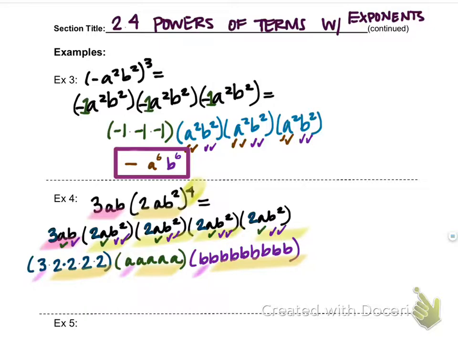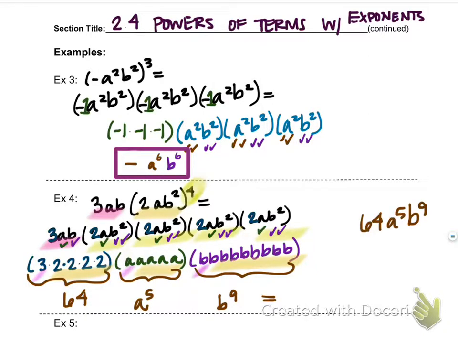So I want to multiply 3 times 2 times 2 times 2 times 2 and kind of organize what that looks like. And then I'm going to write a to the power of however many I have, so we'll count them, and b to the power of however many I have as well. So 64, a to the 5th, b to the 9th it looks like. So our answer of 64, a to the 5th, b to the 9th should be our answer. Sounds good. Now we have a couple of do-it-yourself, try-on-your-own problems. So let's take a look at those next.